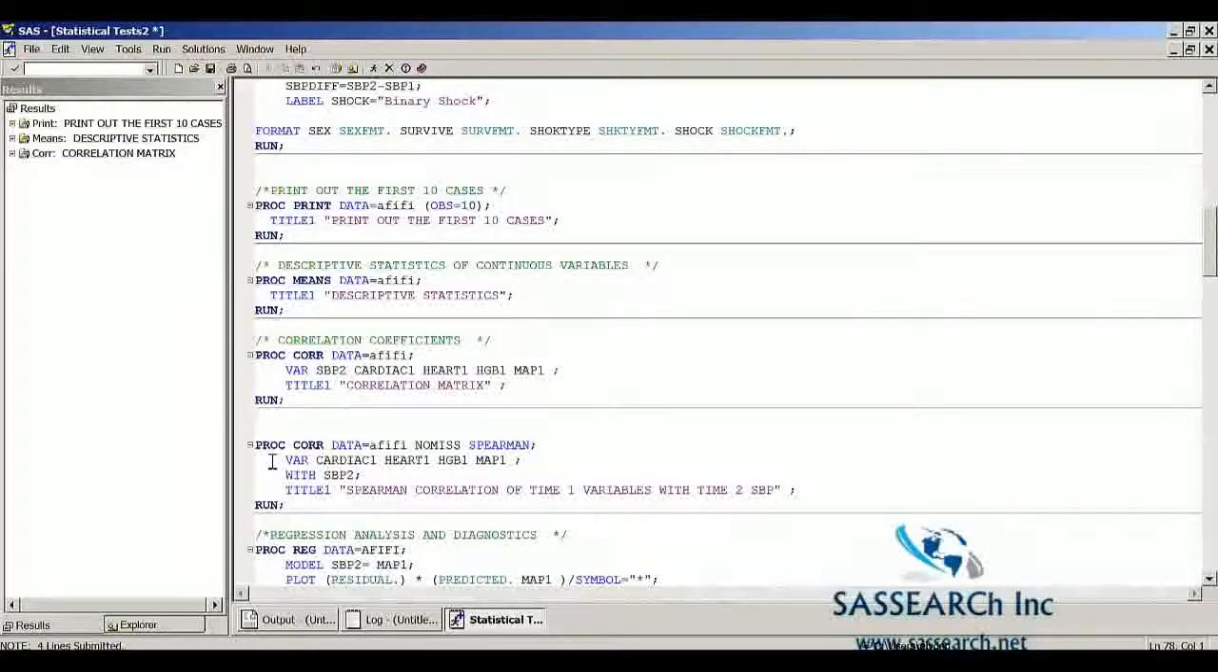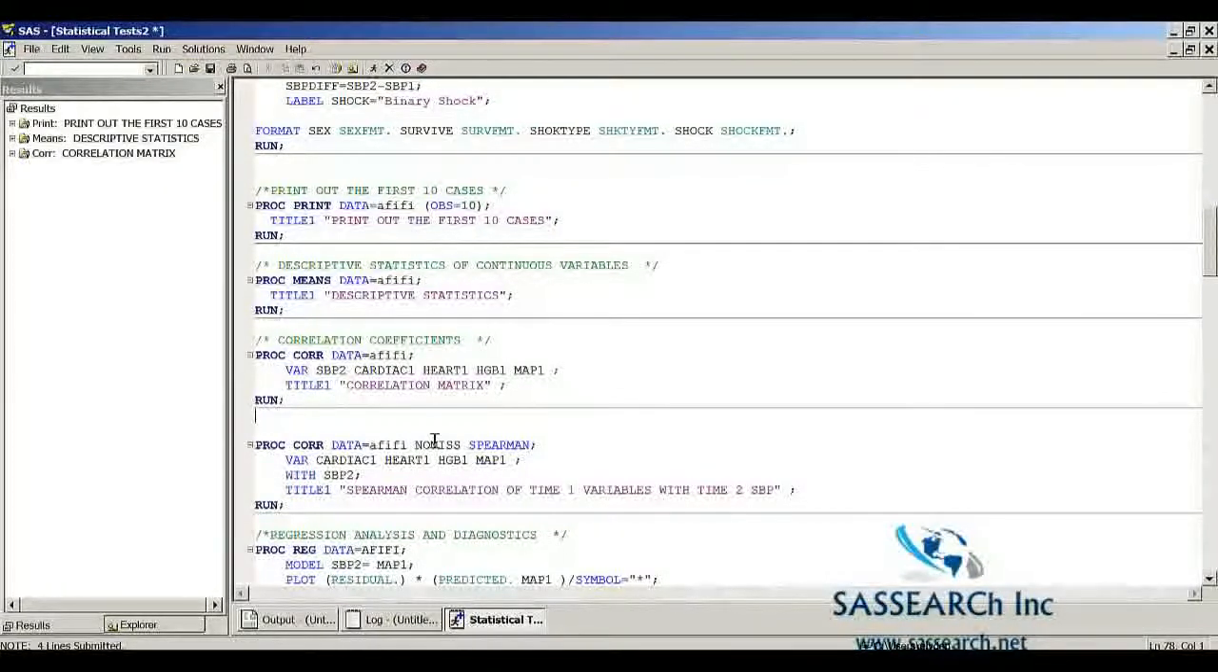Now, let's say we're concerned that we do not have normality of one or both of the variables. Then the non-parametric method for producing a correlation coefficient is using Spearman's correlation coefficient. And so here, to request Spearman, we just write SPEARMAN in our PROC CORR statement. And the other thing I'm doing is I'm putting in this option NOMISS.